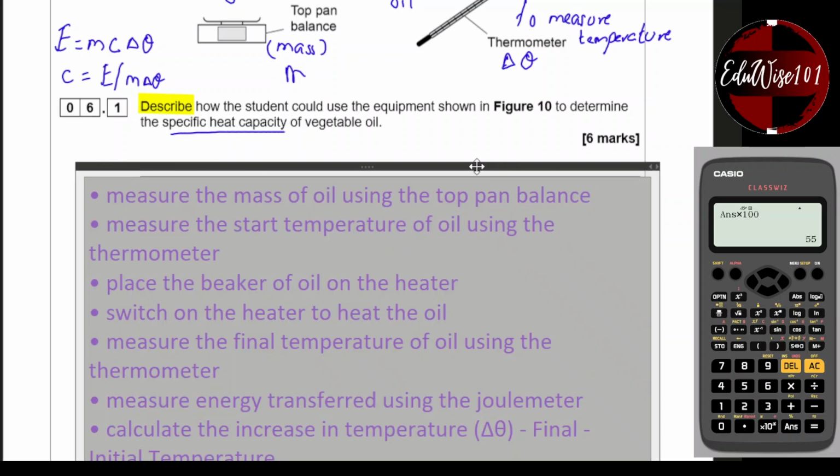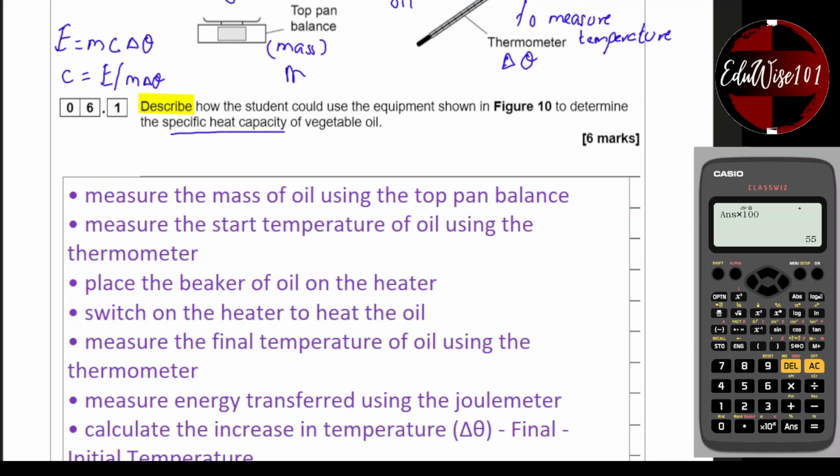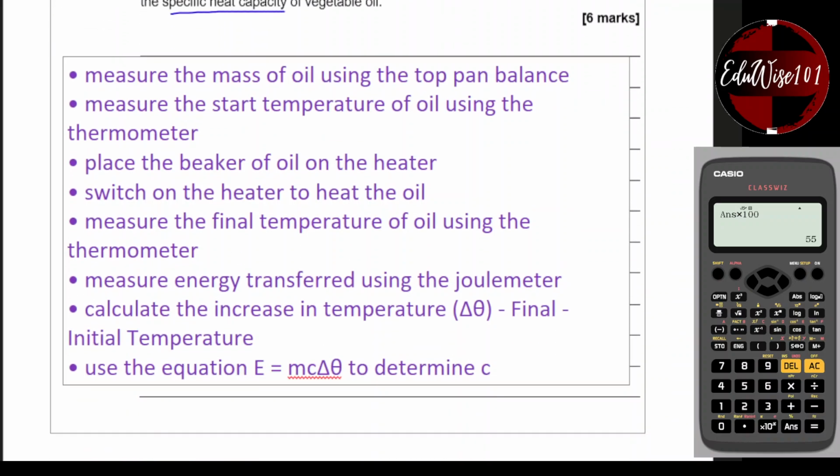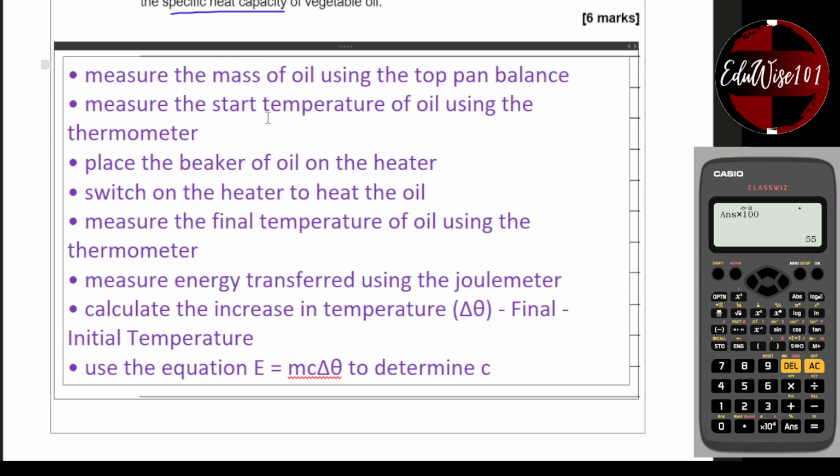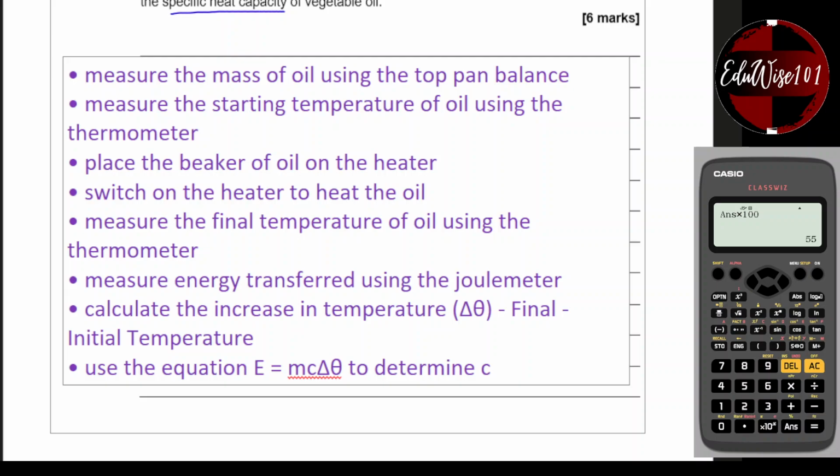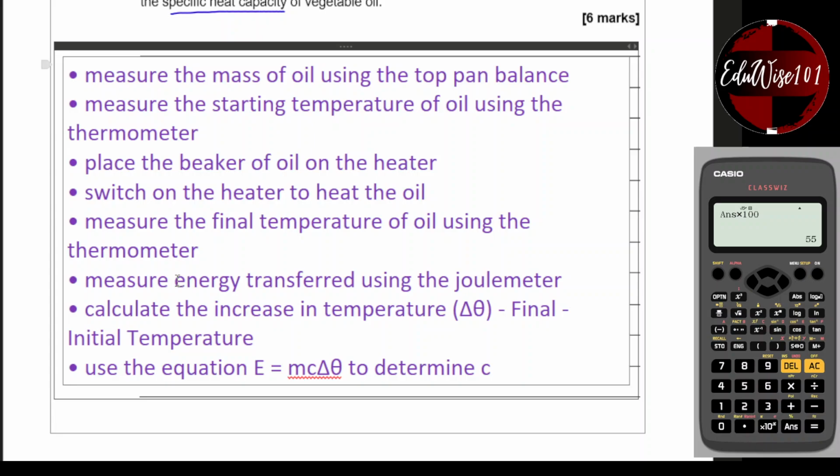Here's a model answer. Measure the mass of oil using the top pan balance. Measure the starting temperature of the oil using the thermometer. Place the beaker of oil on the heater. Switch on the heater to heat the oil. Measure the final temperature of the oil using the thermometer. Measure the energy transferred using the joule meter.